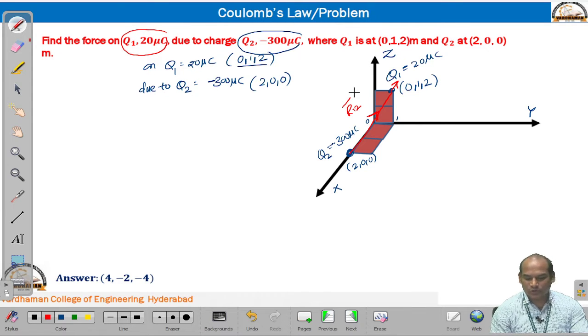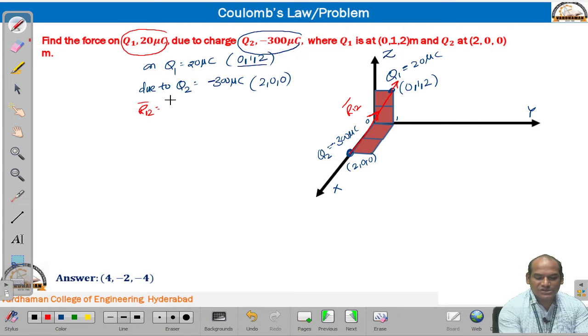One thing I have told: we have to identify the observation point and the source point. After that, the first thing you need to do is calculate the distance vector, which is given by observation position minus source position. Observation position means where you are finding the force or the field. Here we are finding the force on Q1, at position (0, 1, 2). That is our observation point. The source point is the position (2, 0, 0).